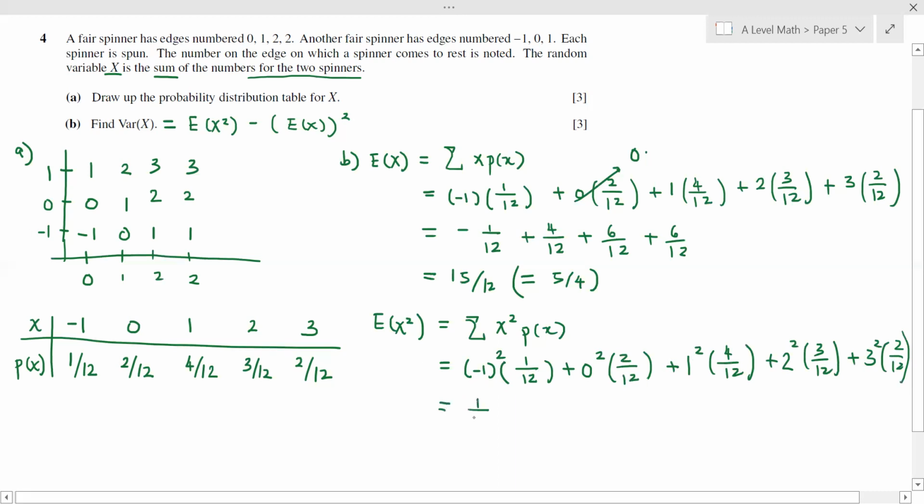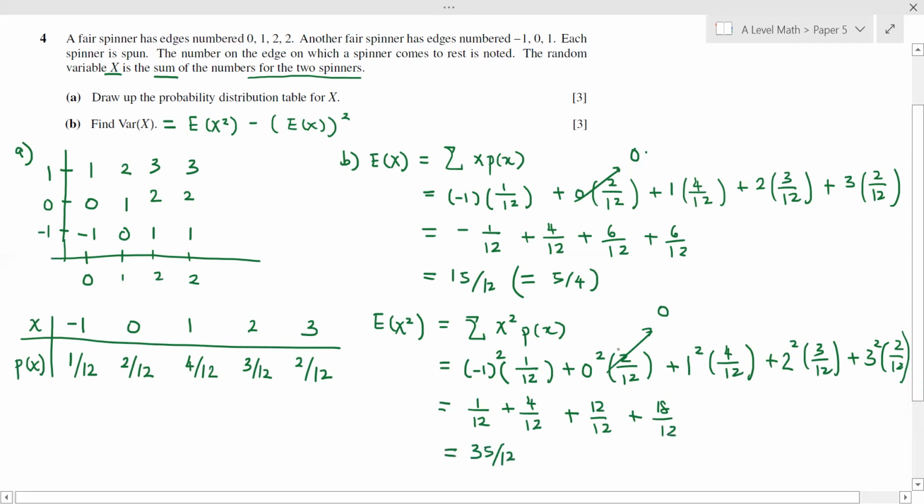That will be 1 over 12. 0 times anything is 0. And then we have 4 over 12. That is 4 times 3. That is 12 over 12. And then 9 times 2 is 18 over 12. And that will give us a value of 35 over 12.